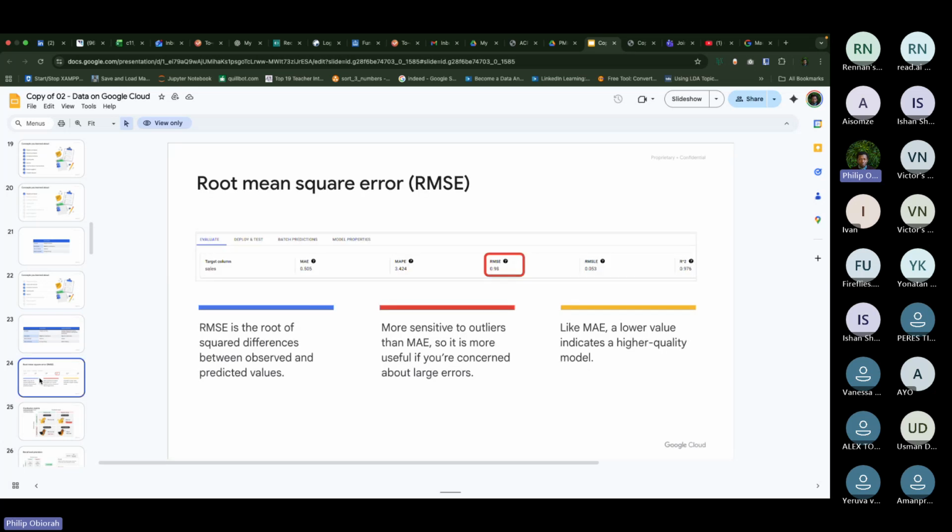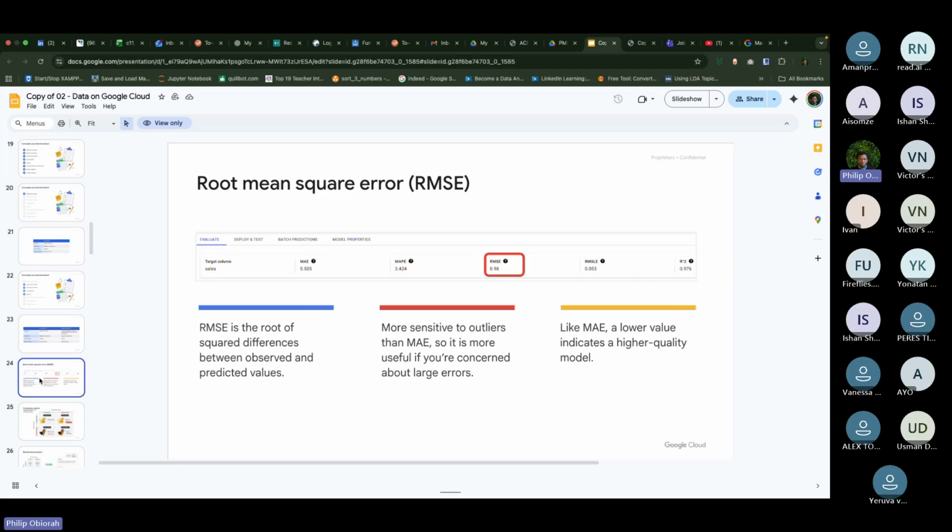Now, there are different ways in which we can calculate error. One of the ways is the root mean square error, which measures the average magnitude of prediction error. The key characteristic of the root mean square error is that it penalizes large errors more than the mean average error.